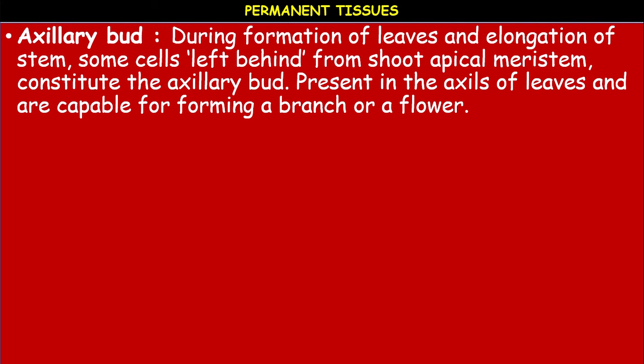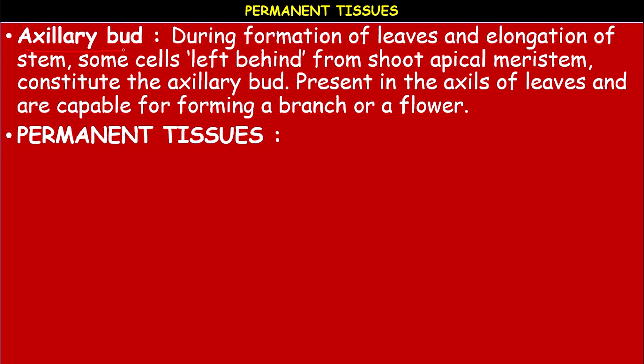Okay. Now come to the next, axillary bud. What is an axillary bud? During the formation of leaves and elongation of stem, some cells are left behind from the shoot apical meristem. They constitute the axillary bud. They are present in the axils of the leaves and are capable of forming a branch or a flower. It is called an axillary bud.